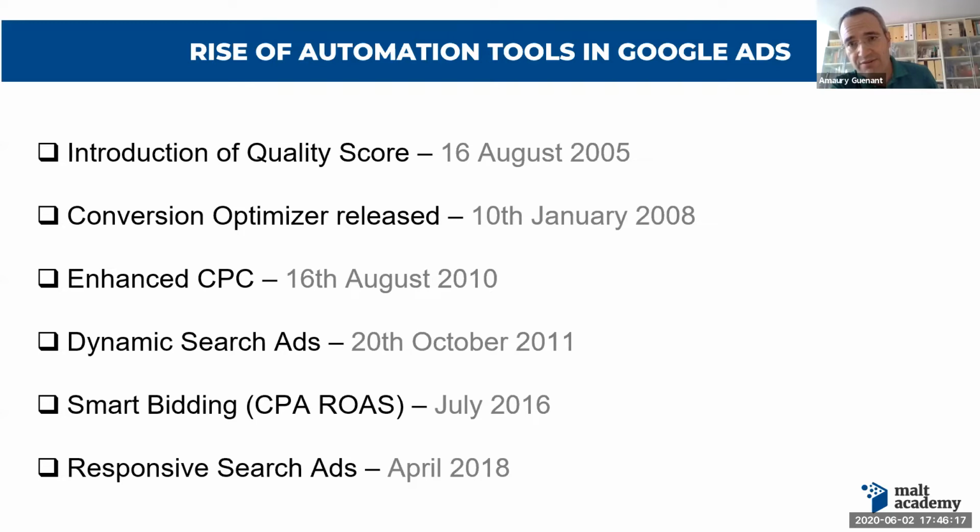2018, and I will end the history with responsive search ads. A responsive search ad is a fully automated ad format. You can enter 15 headlines and 4 descriptions, and Google will create the best ad format for you based on every search query that is being entered. That's the fully automated ad format that you should test on all of your search campaigns, together with your normal ads.